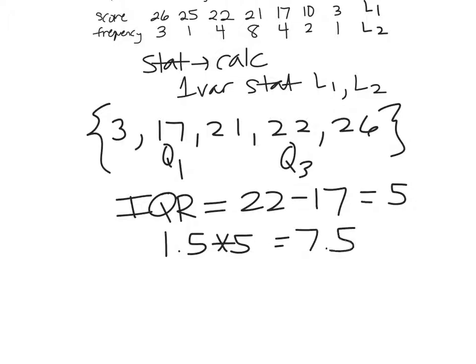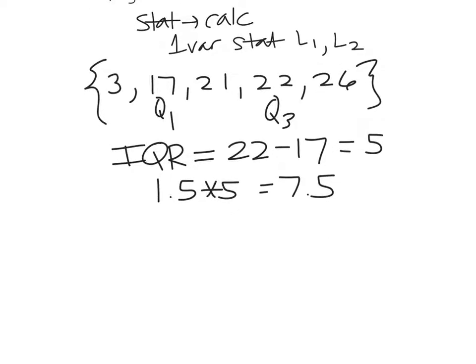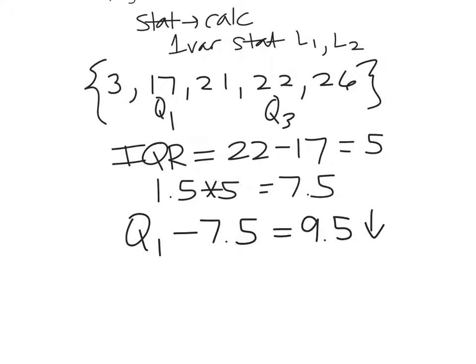7.5. So I'm going to take Q1 and subtract 7.5 from it. So 17 minus 7.5 is 9.5. So anything below 9.5 is an outlier. Mine doesn't show an outlier. Yours doesn't? Mine doesn't either.